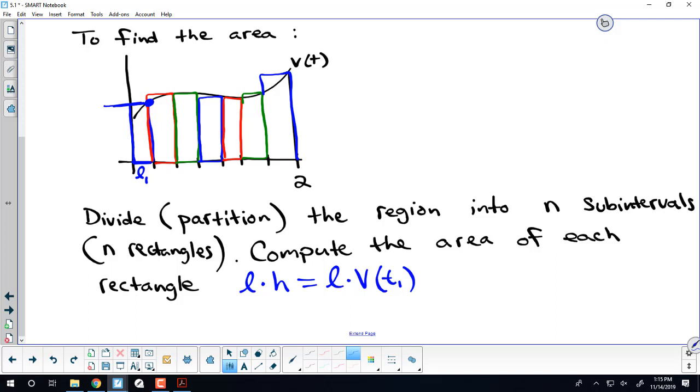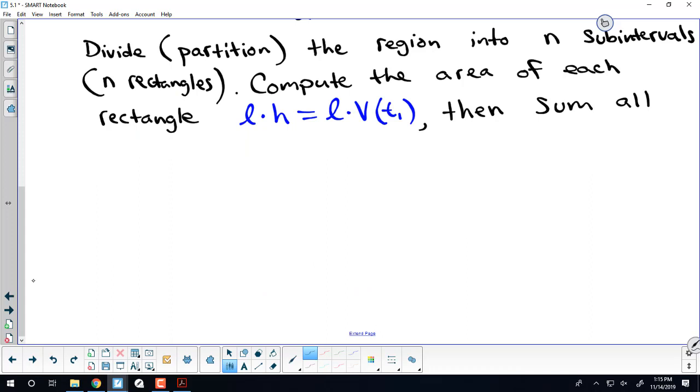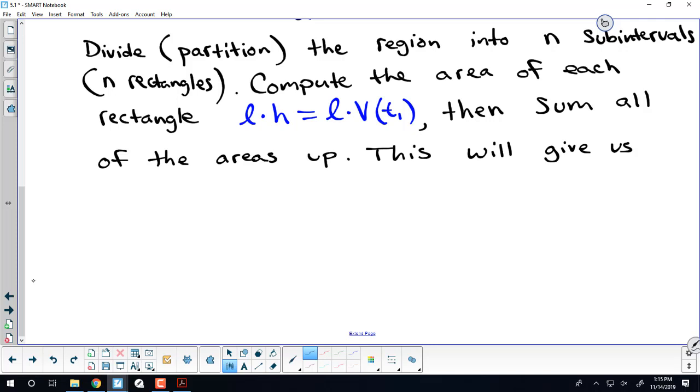Right. Okay. So to compute the area of each rectangle, then sum all of the areas up. This will give us an approximation of the area under the curve.